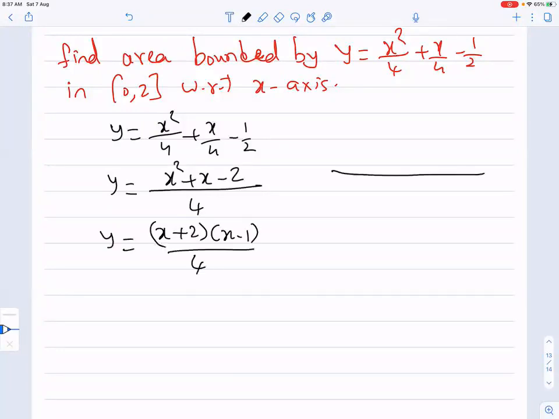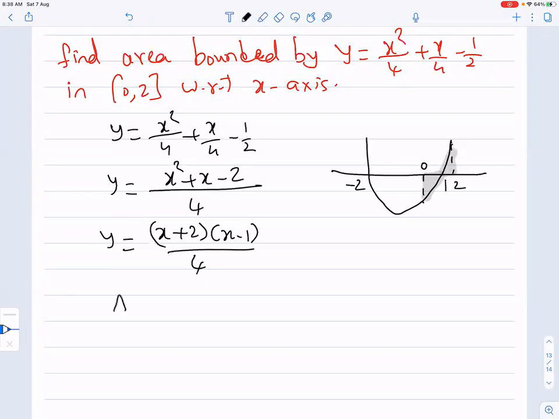So the curve is a parabola, and it has 2 roots. What are the 2 roots? One is minus 2, another is plus 1. And we are interested in finding the area from 0 to 2. You cannot apply 2 times one of the portions because it's a parabola. It's not symmetric with respect to the x-axis. It is symmetric with respect to its axis of the parabola, you remember. So we need area for this. From 0 to 1 it is going to be negative, and from 1 to 2 it is going to be positive. So we will write it accordingly.